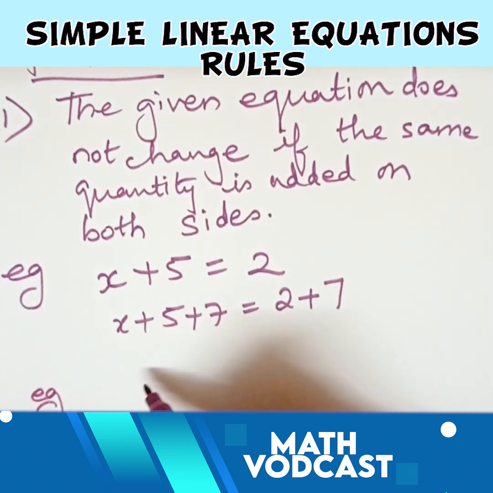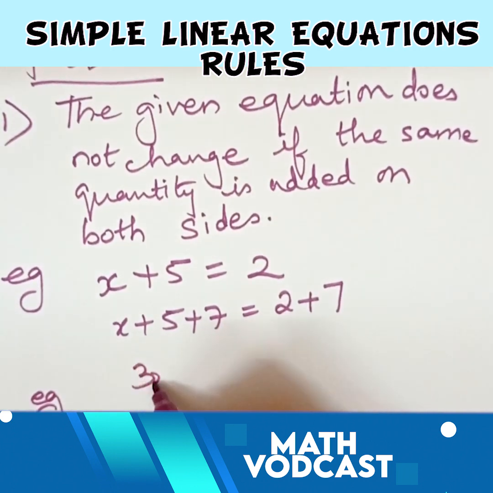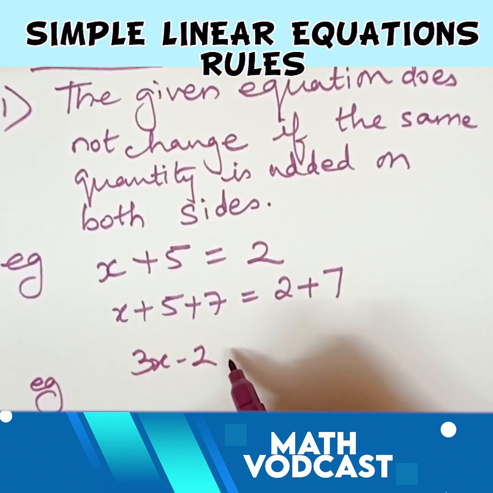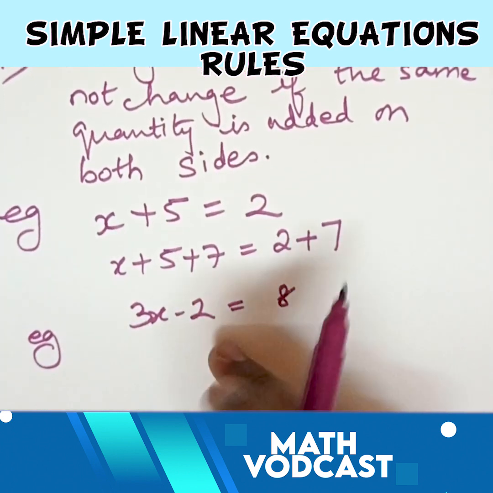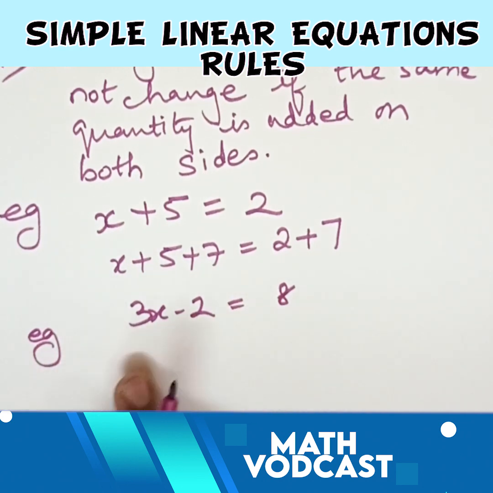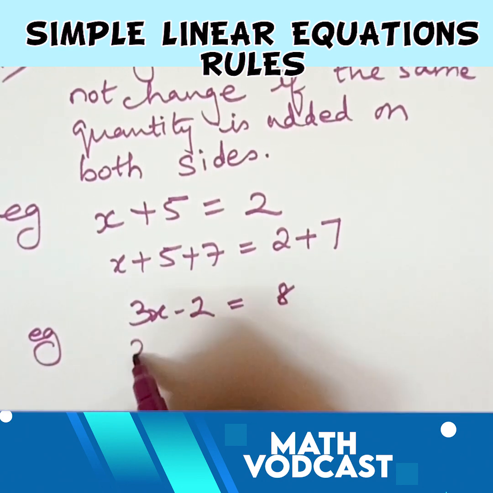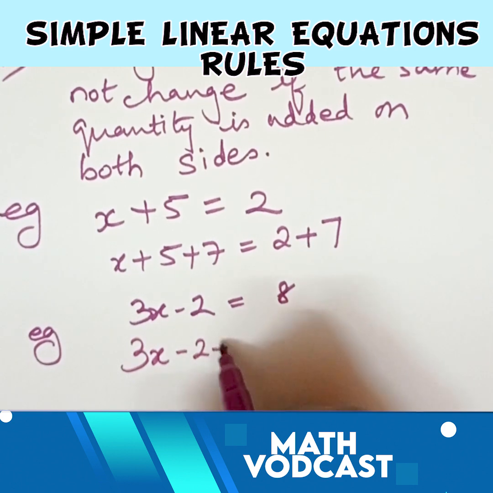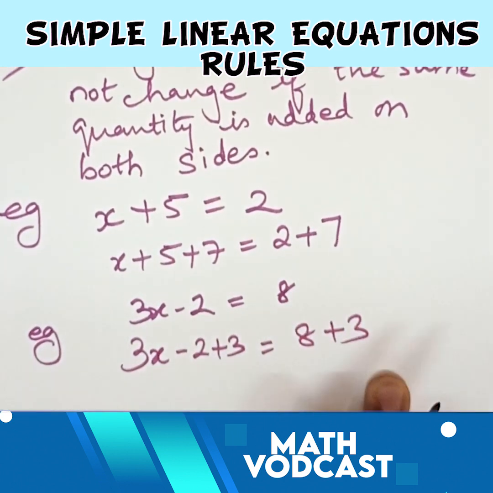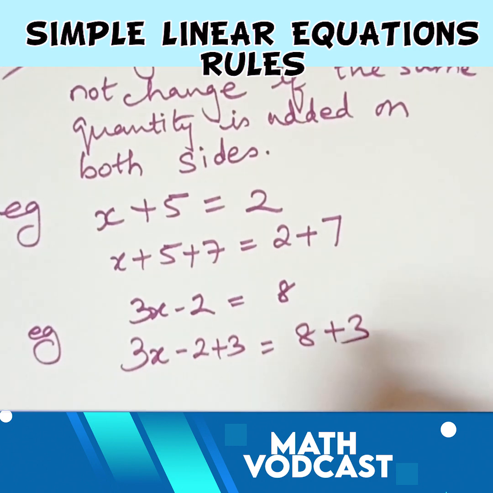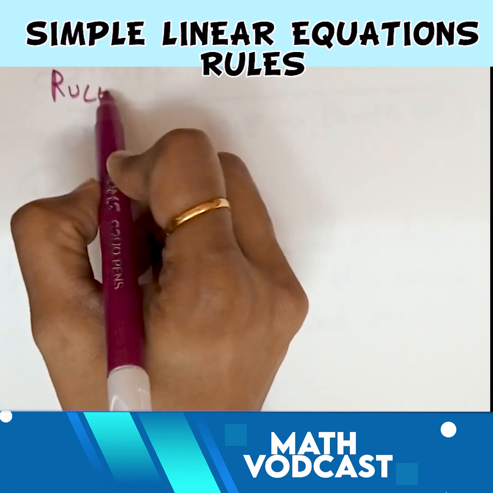Similarly, another example is 3x minus 2 is equal to 8. Okay. Suppose I add the number 3 on both sides. It is 3x minus 2 plus 3 is equal to 8 plus 3. So the equation will not change. It will be the same. Next page.